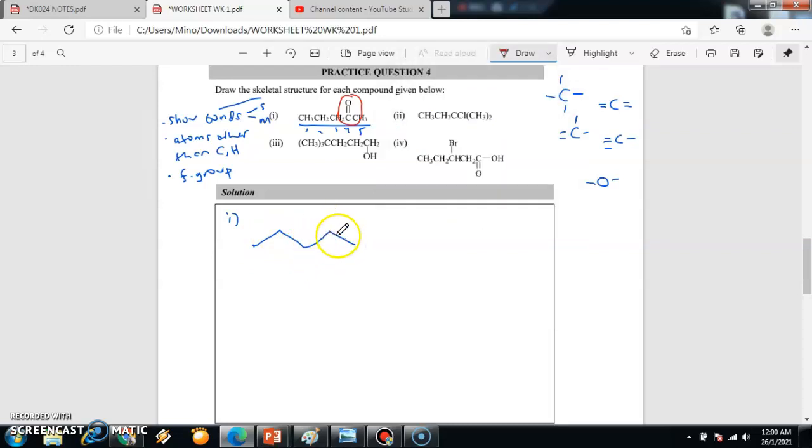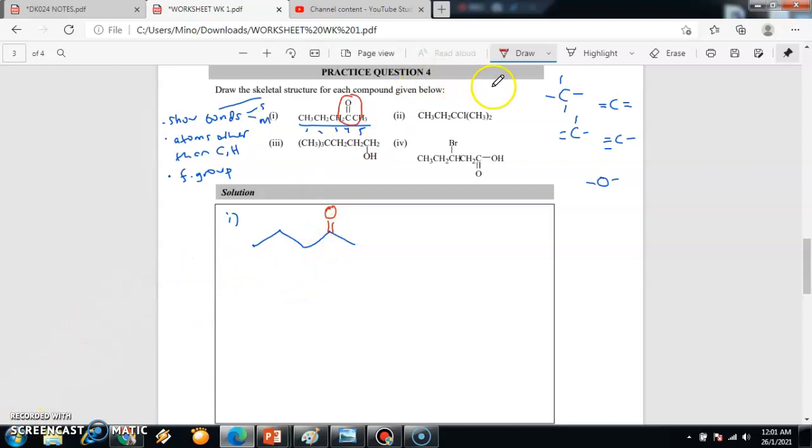Karbon yang keempat ni dah ada 2 bond. 1 bond dengan karbon yang ketiga, 1 bond dengan karbon yang kelima. So another 2 bond with oxygen. So, kita tunjuk double bond. So dekat karbon yang keempat ni, dia ada double bond dengan oxygen. So kita just draw oxygen with double bond on the 4th carbon.